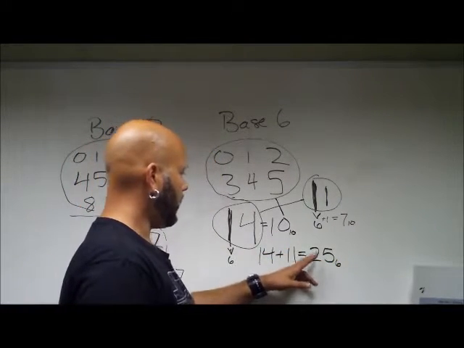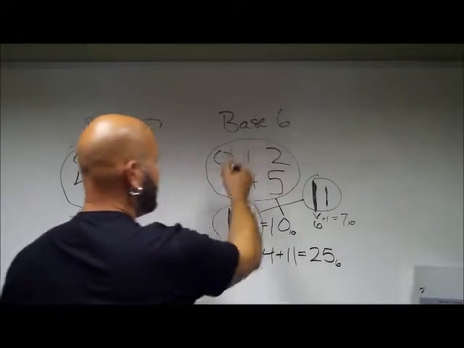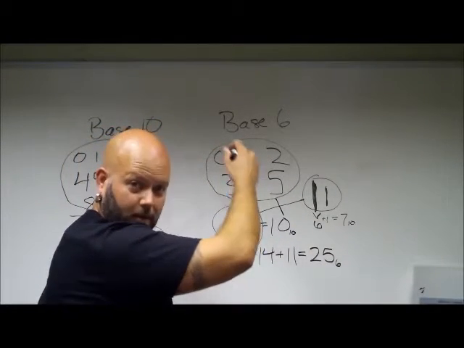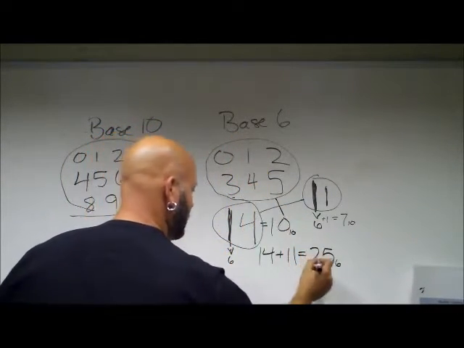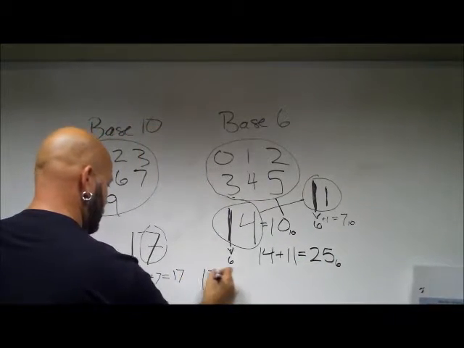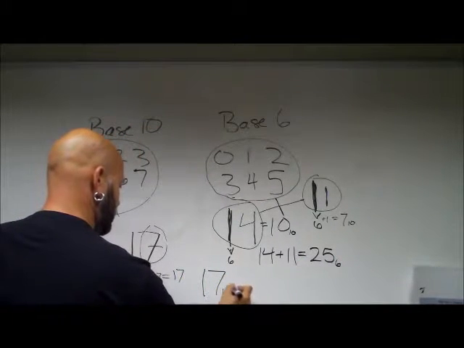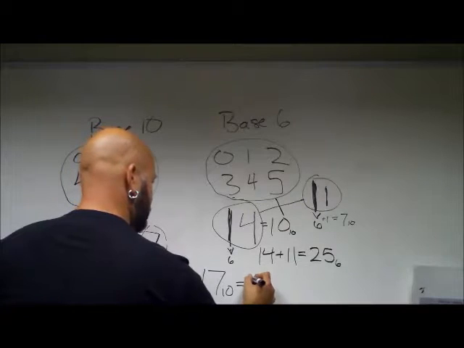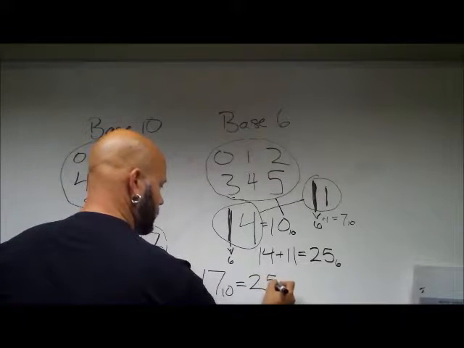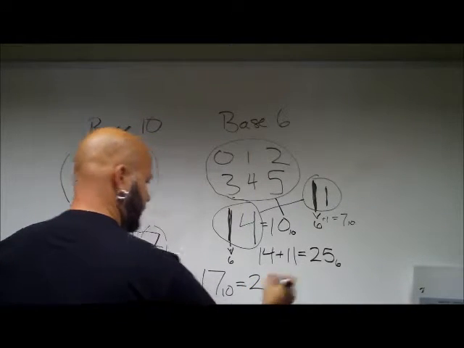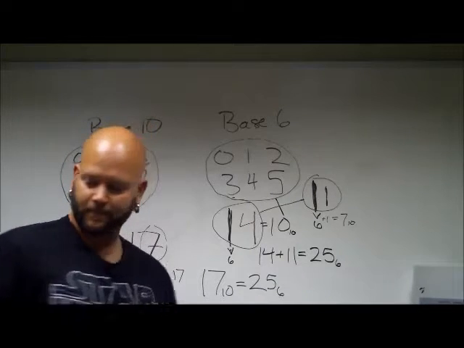Now, are both of these numbers 2 and 5 found in the numbers we can use? Yes. So that means 17 in base 10 equals 25, or 25 in base 6.